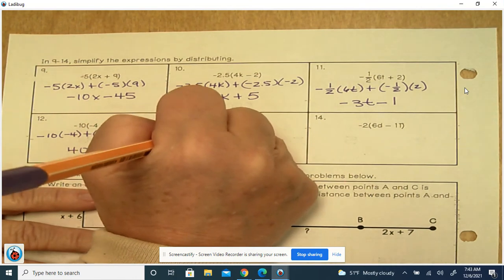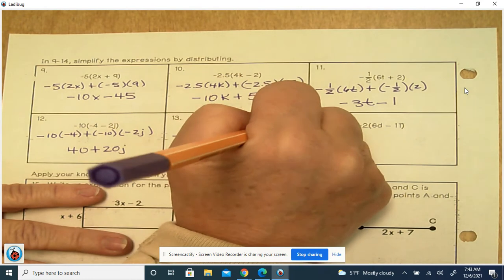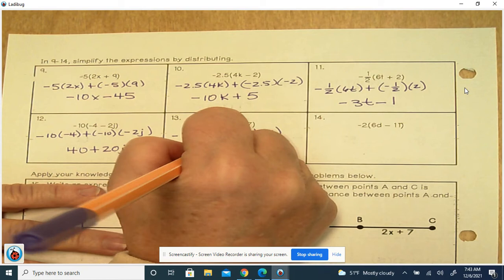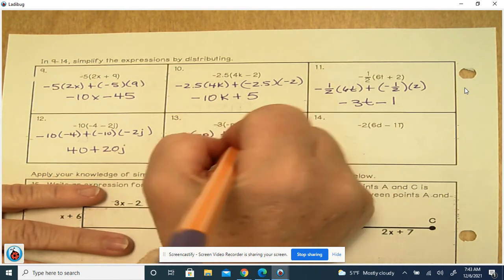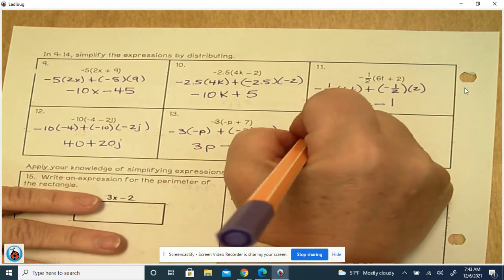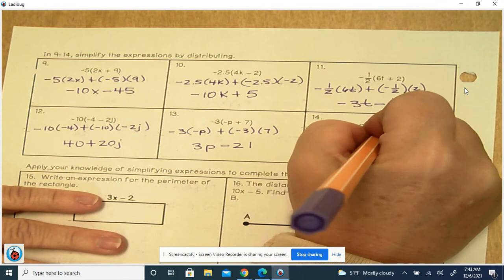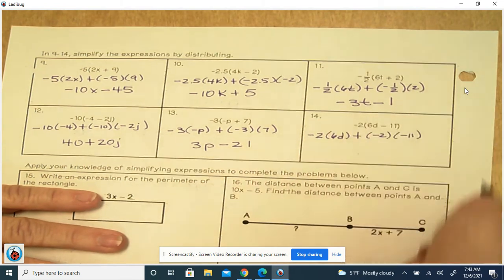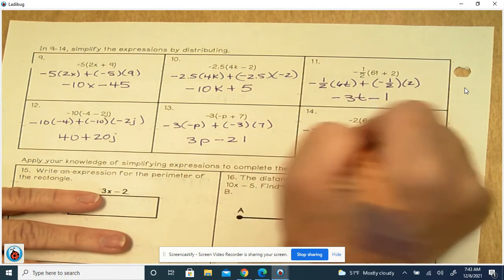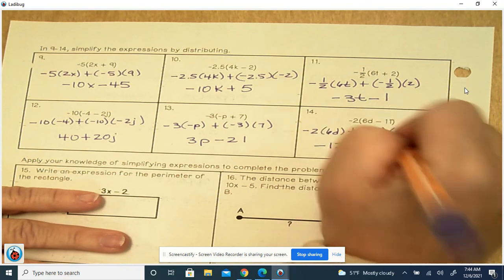So we've got a negative 3 times a negative p plus a negative 3 times 7. A negative 3 times a negative 1p is 3p, and a negative 3 times 7 is a negative 21. And 14, negative 2 times 6d plus a negative 2 times a negative 11. A negative 2 times 6d is a negative 12d, and a negative 2 times a negative 11 is plus 22.